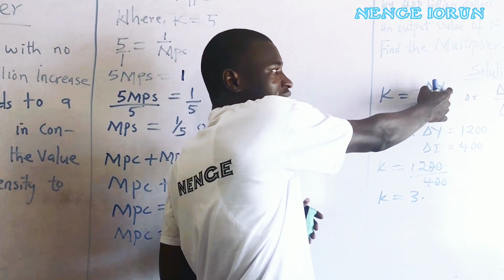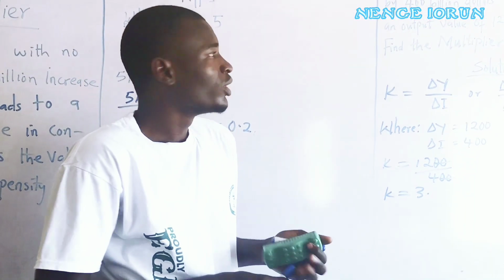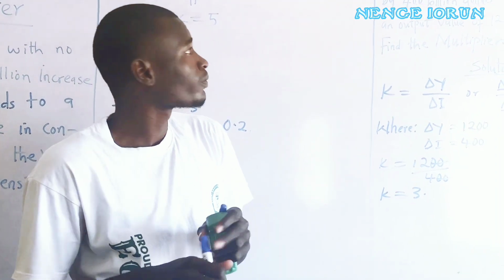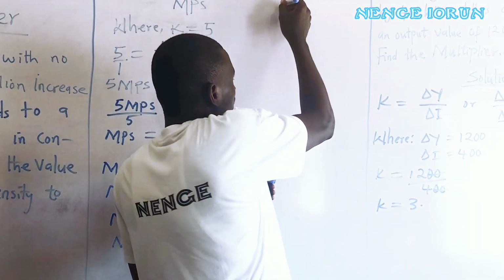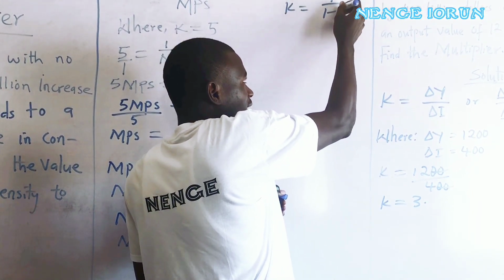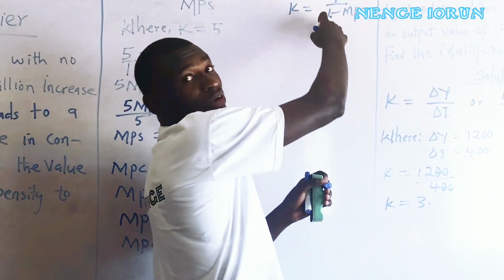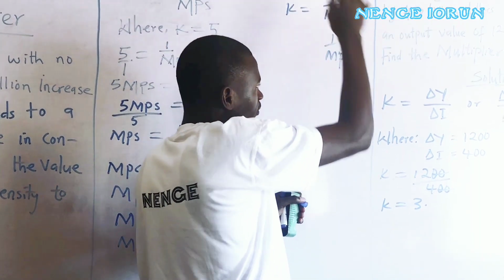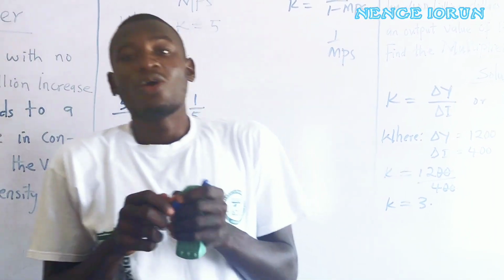Now there are some situations where you have a question that does not give you change in investment and change in national income or national output. If you have a question where MPC is given, you can as well compute the multiplier using this formula, that K is equal to 1 over 1 minus MPC, because 1 minus MPC is the same thing as MPS. So that is all I have for you under the multiplier.